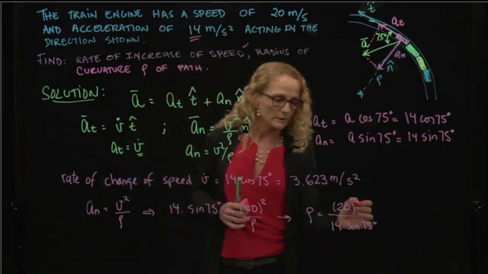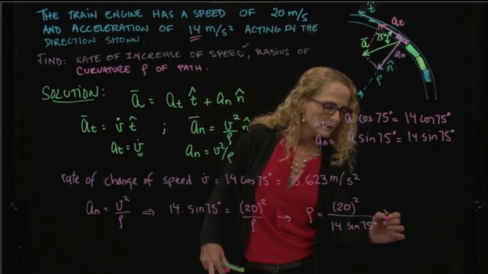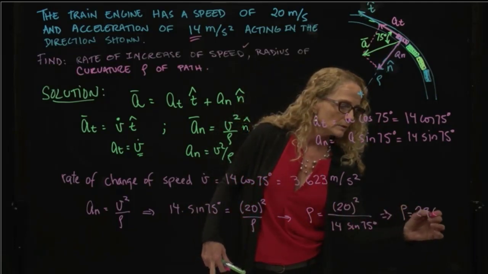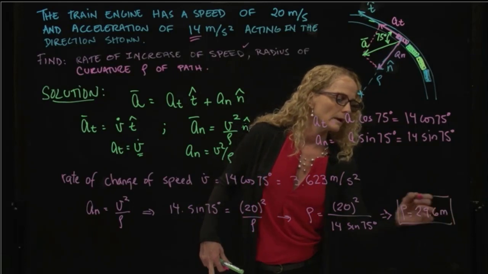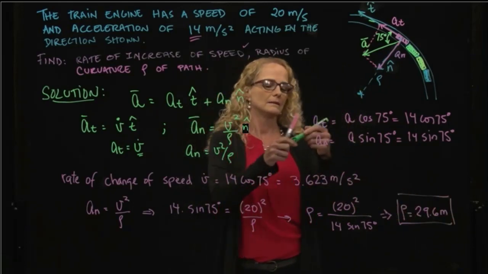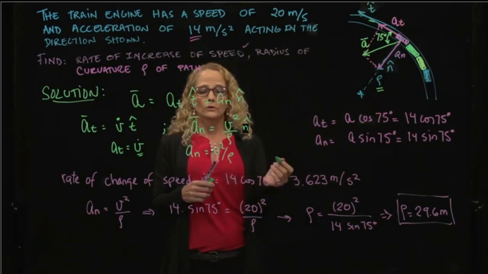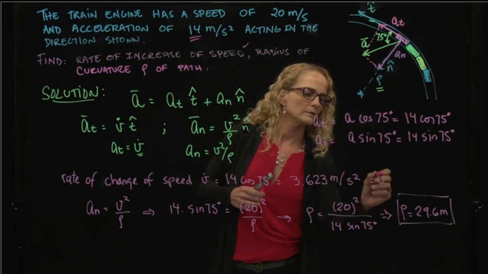If you use your calculators, you can calculate that the radius of curvature is 29.6 meters. And that radius is exactly this one that we have here. So those are the results that we were asked to find.